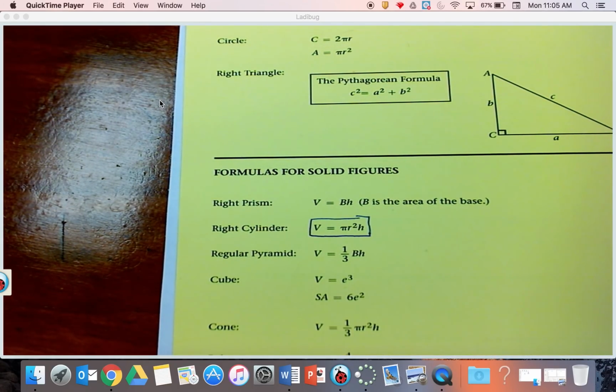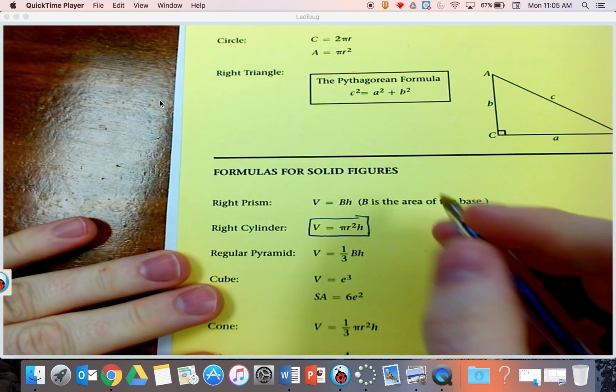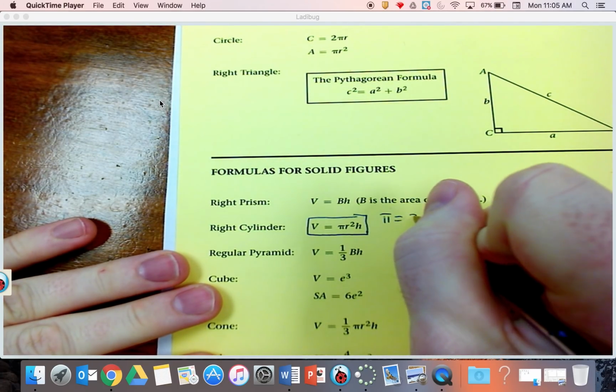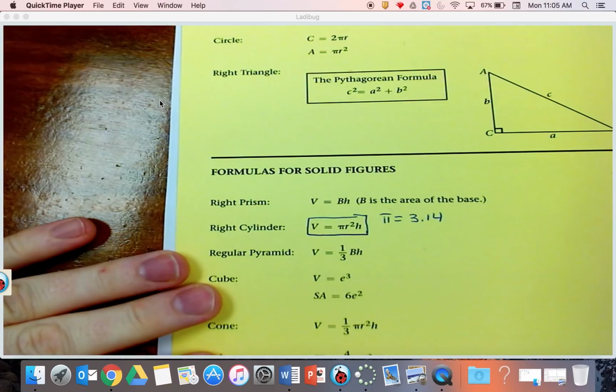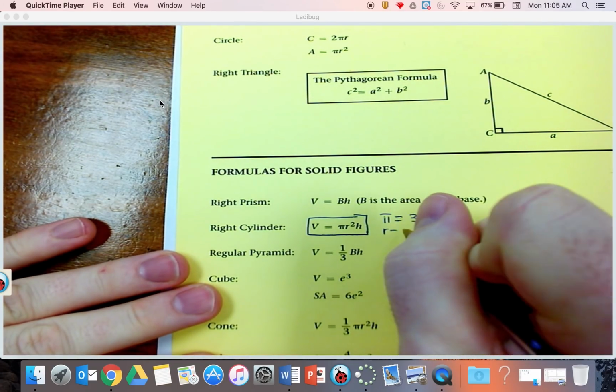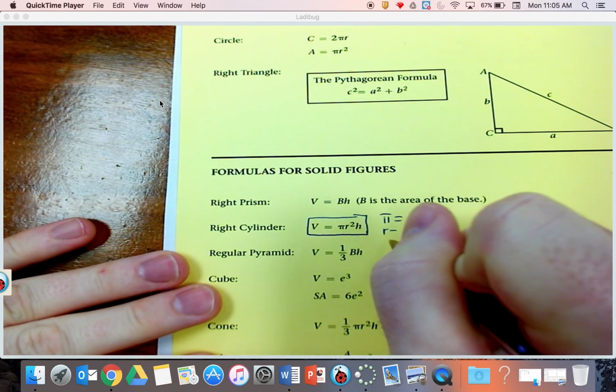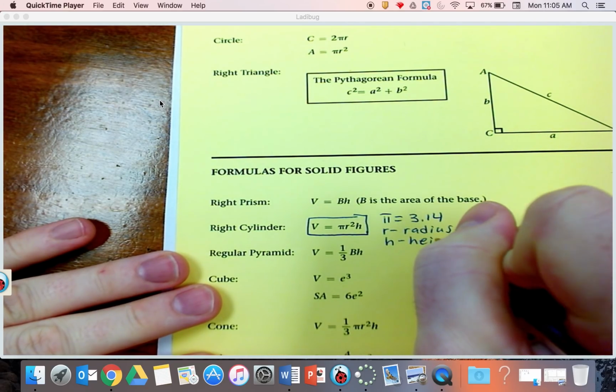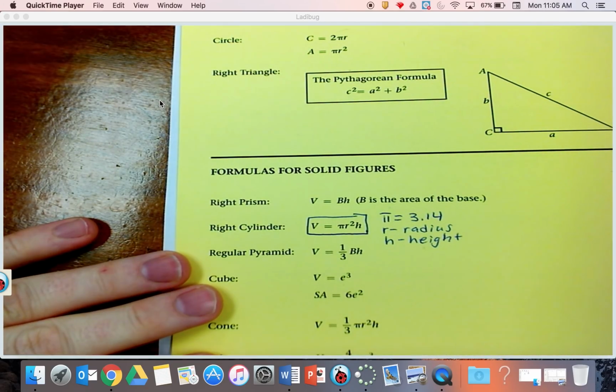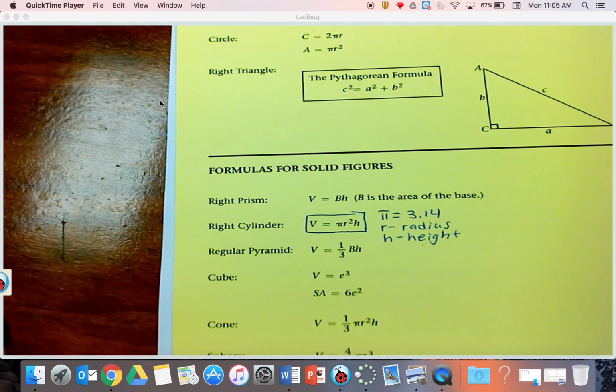Just to refresh your memory, remember pi is always going to be used as 3.14. We're going to round it to that. The R stands for radius, and the H stands for our height. Those are the pieces that we need to know to be able to find the volume of a cylinder, or how much stuff a cylinder can hold.